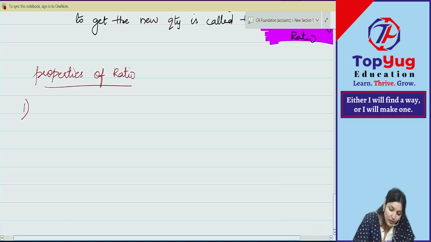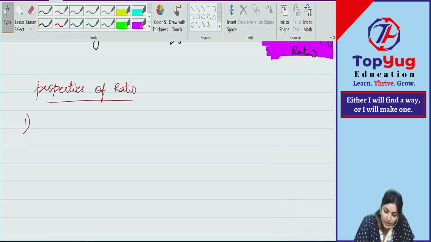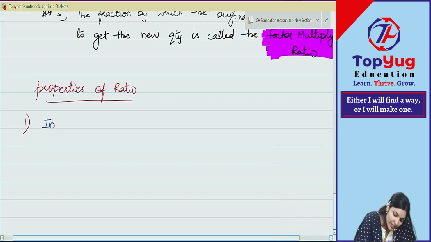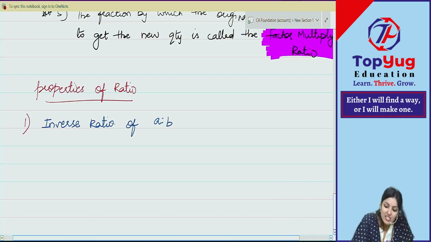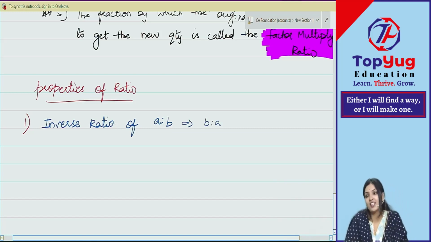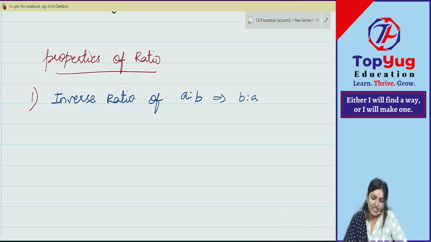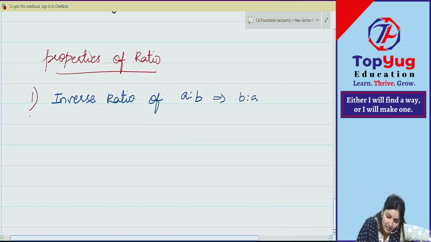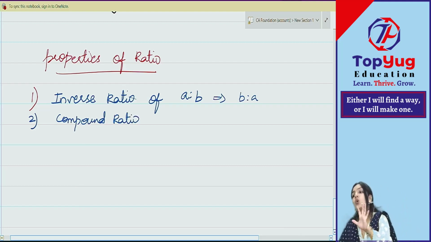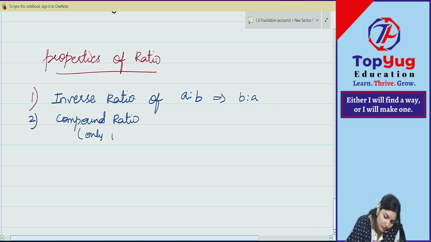So properties of ratio, first one, let me start with inverse ratio. You tell me, inverse ratio of A is to B would be? Simple. Inverse ratio of A is to B is B is to A. Examples I'm not giving for this because you already know it. Now the second one, compound ratio. Compound ratio comes only when there are more than two ratios. Put a note in your books.